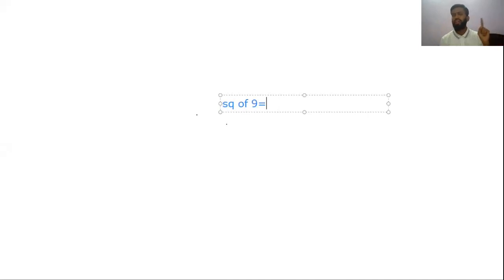For the first number, 9 square minus 1 by 2: 9 square is 81, 81 minus 1 is 80, 80 by 2 is 40. So the first number is 40. For the second number, either you can just add 1, or going by the rule, 9 square plus 1 by 2, meaning 81 plus 1, which is 82, divided by 2 is 41, right? That was the property.